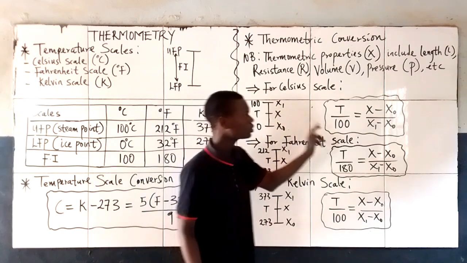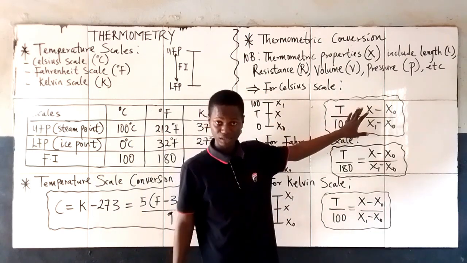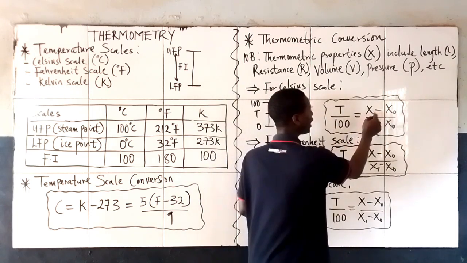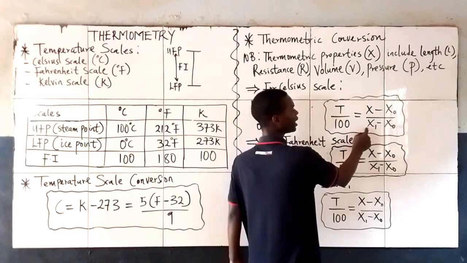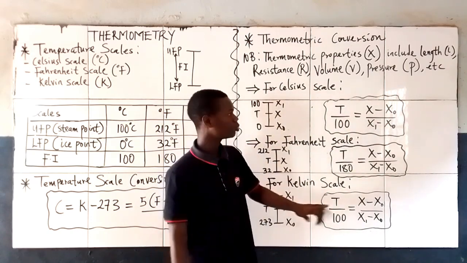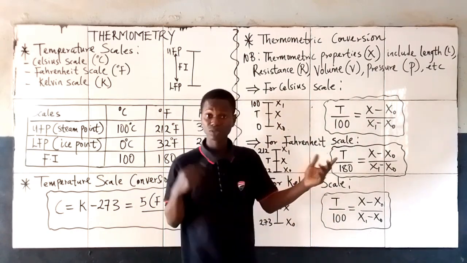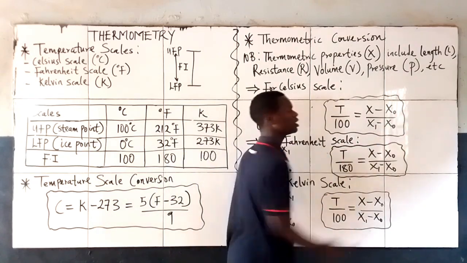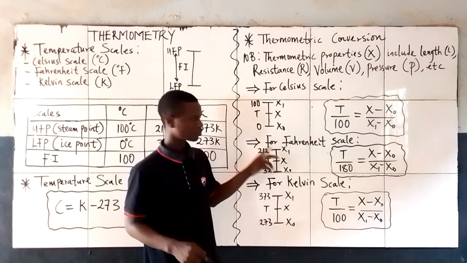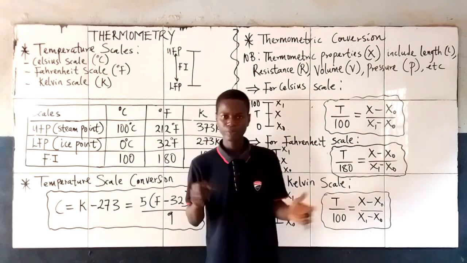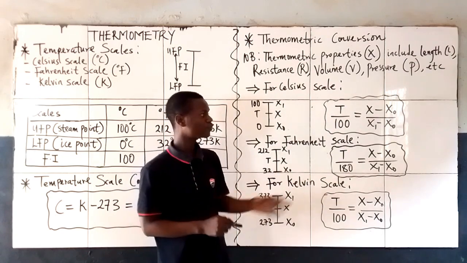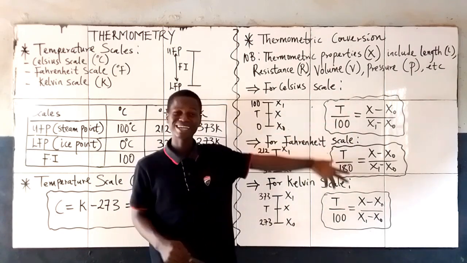So for a Celsius scale, the formula to use is this. Just simply make T subject. T over 100 is equal to x minus x0 over x1 minus x0. Like I said, x is the value of the thermometric property at the unknown temperature T. X0 is the value of the thermometric property at ice point. X1 is the value of the thermometric property at steam point. They will give you those values, then you can make your T subject and get your answer.